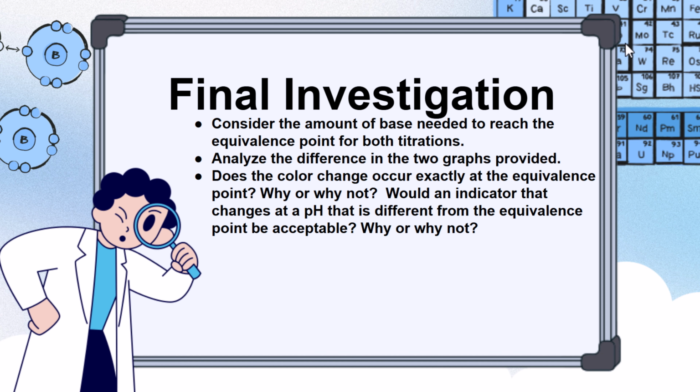So at the very end here, what are we trying to consider? Well, we should consider the amount of base needed to reach the equivalence point for both titrations. Analyze the difference in the two graphs that are provided. Does one look different than the other? Why might one graph look different than the other? Does the color change occur exactly at the equivalence point? Why or why not? Would an indicator that changes at a pH that is different from the equivalence point be acceptable? Why or why not?